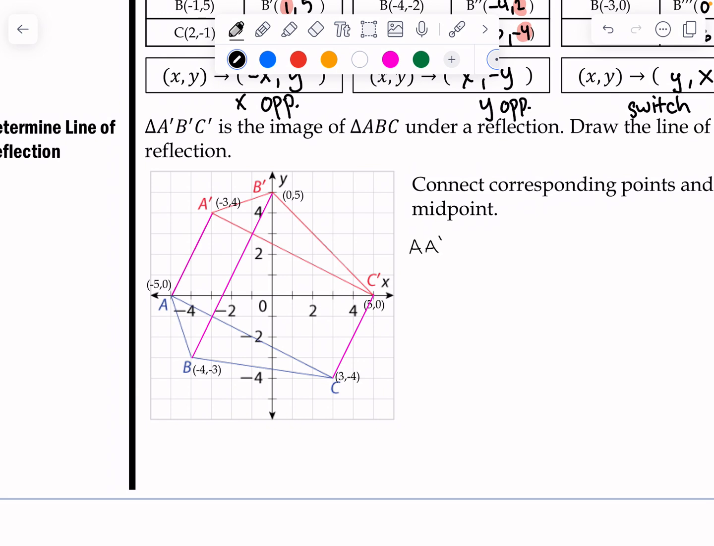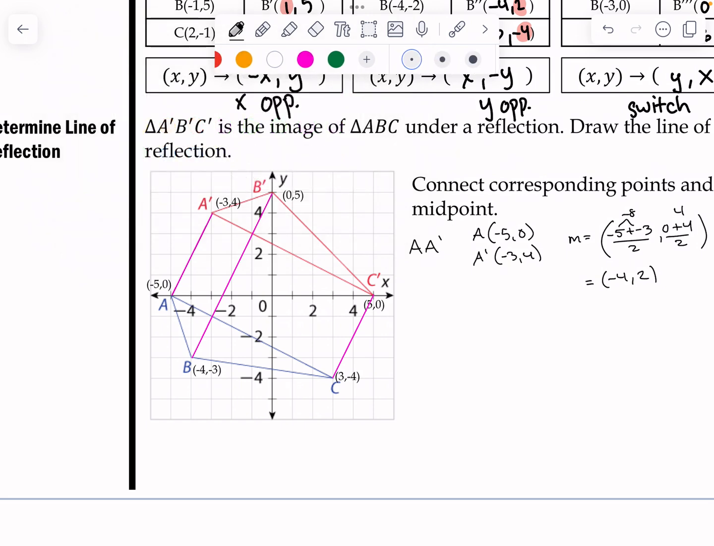Okay. So A is -5, 0. A prime is -3, 4. The midpoint of a segment is, we're adding our x's and dividing by 2, so -5 plus -3 divided by 2. And our y's, 0 plus 4, also divided by 2. This is -8, and that in half is -4. And over here, this is 4 divided by 2, which is 2. So the coordinate -4, +2 is right over, let's go with this. So that is 4 left and 2 up.